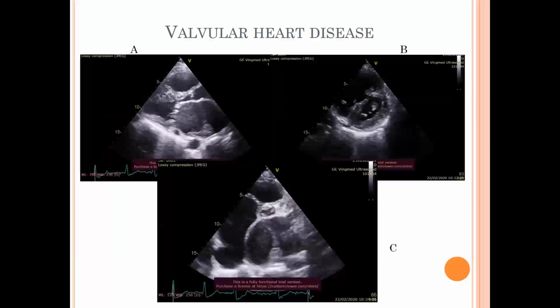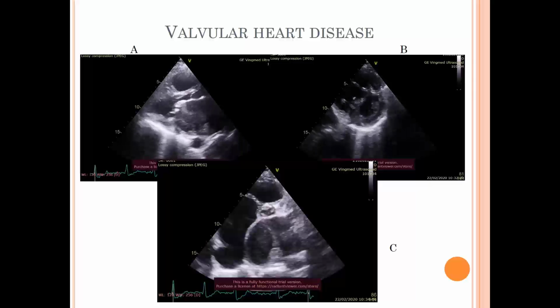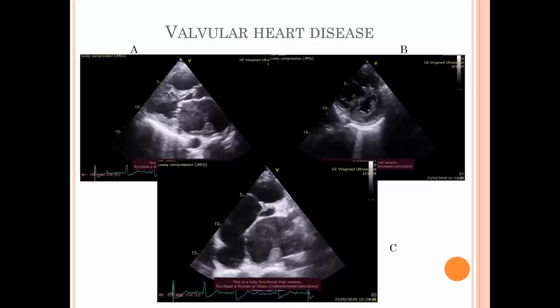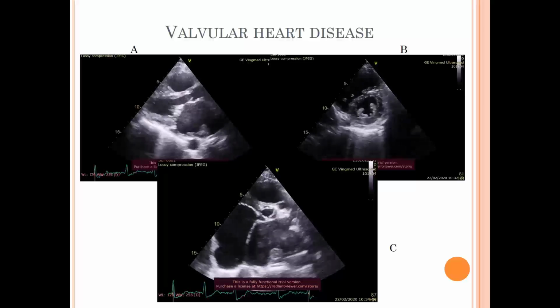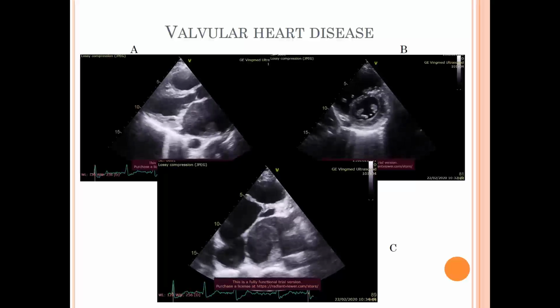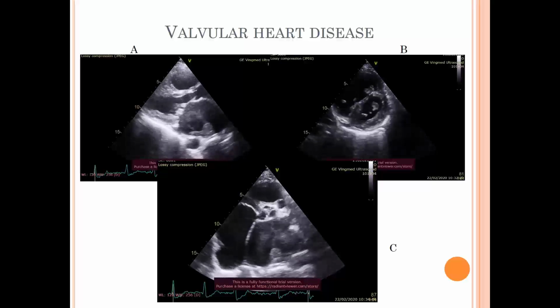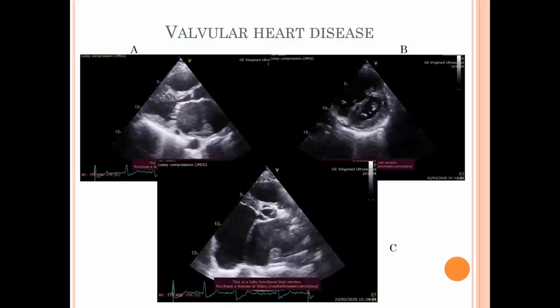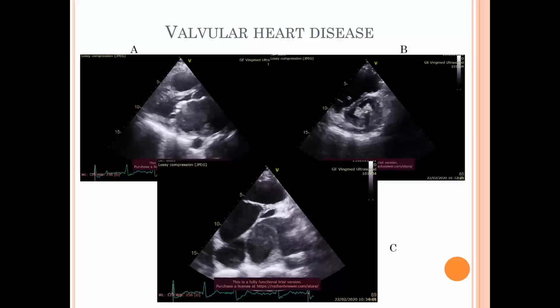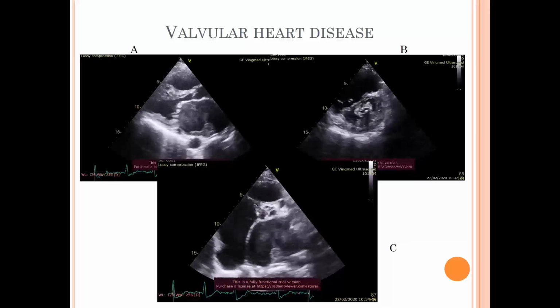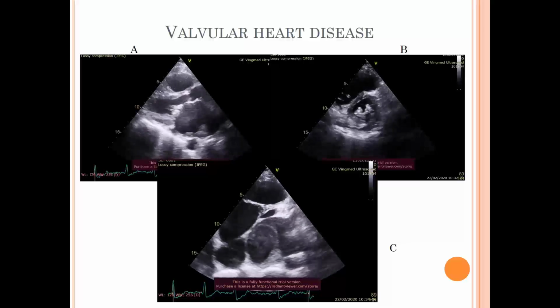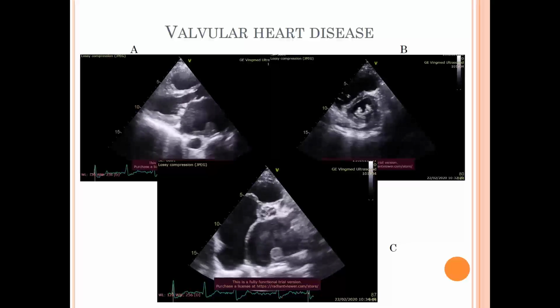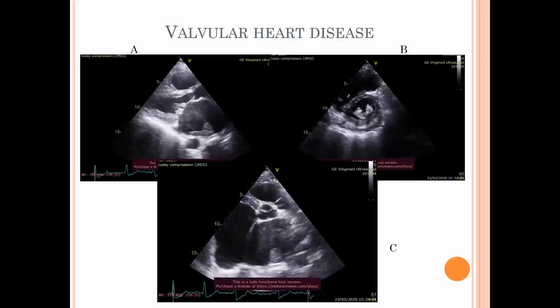This is another case of valvular heart disease. This is panel A, the long axis parasternal view. As you can see, again, this is a thickened rheumatic affected mitral valve, ankylosed posterior mitral leaflet, markedly restricted anterior mitral leaflet motion, hugely dilated left atrium, and there is paradoxical septal motion. There is heavy spontaneous echo contrast in the left atrium.